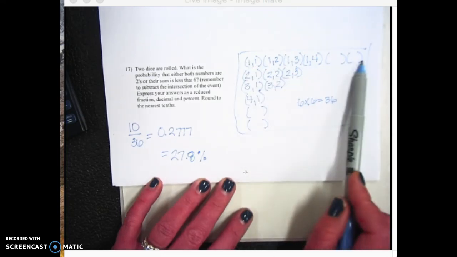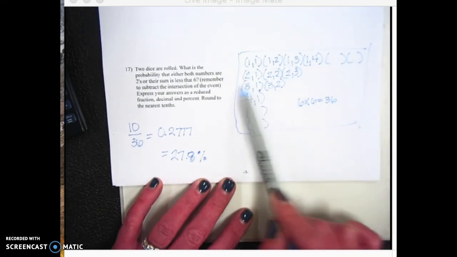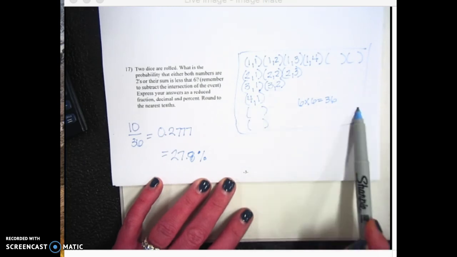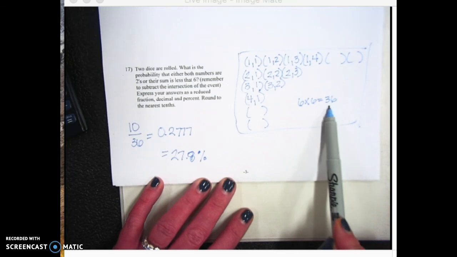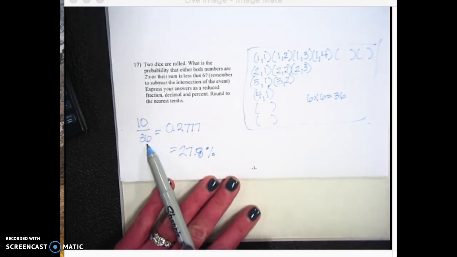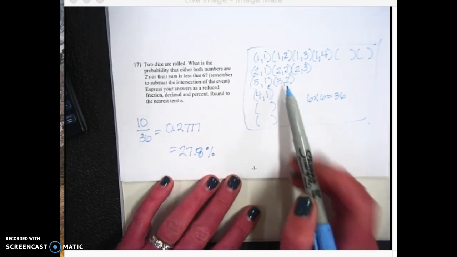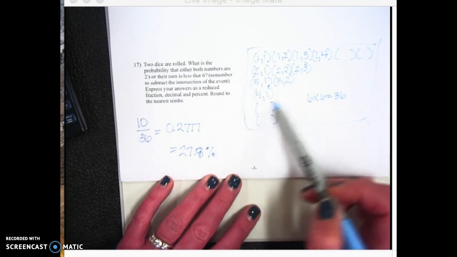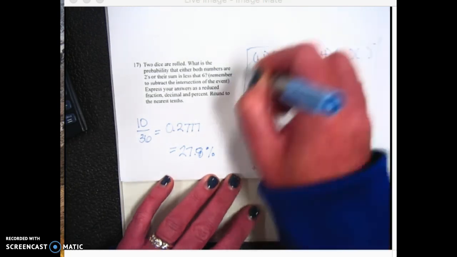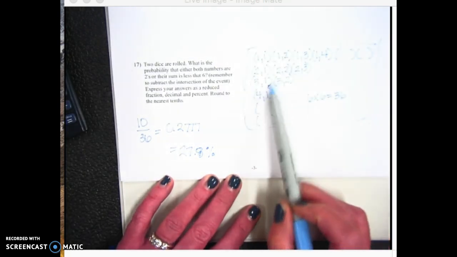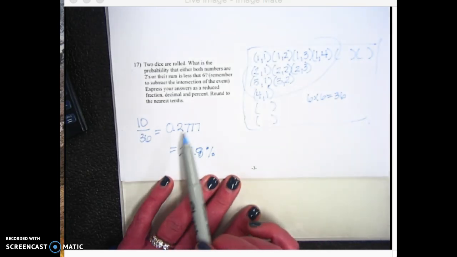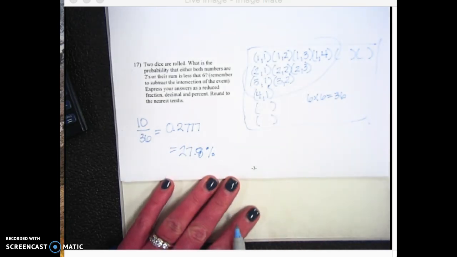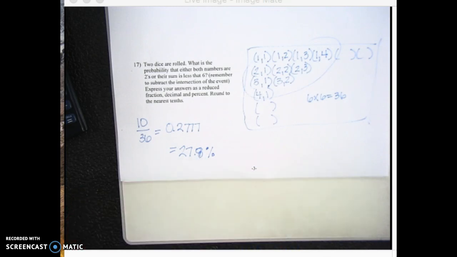Okay, but there would have been 6 in this row, 6 in this row, 6 in this row, 6 in this row, 6 in this row, and 6 in this row. So I determined that there were a total of 36 possibilities. So I made that my denominator. And then I narrowed it down to these 10 possibilities that would satisfy that criteria. So I had 10 out of 36, changed it to a decimal, changed it to a percent. I was going to write 27.7, but then I realized, oh, I'm supposed to round to the nearest tenth.